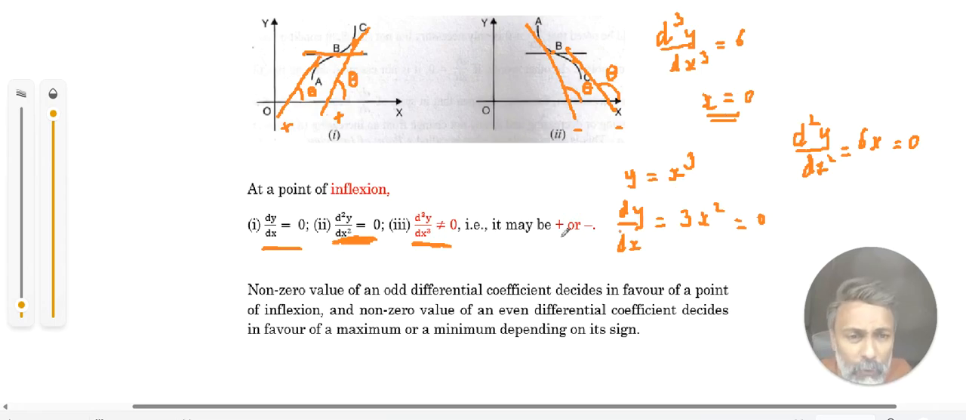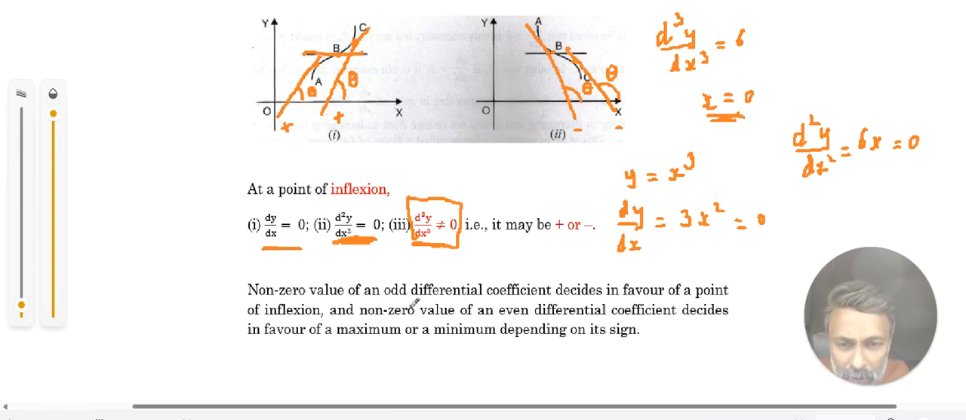It is positive, so that's what we are saying, that d cube y by dx cube should not be equal to 0. Hence, for the curve y equal to x cube, its point of inflection is at x is equal to 0.